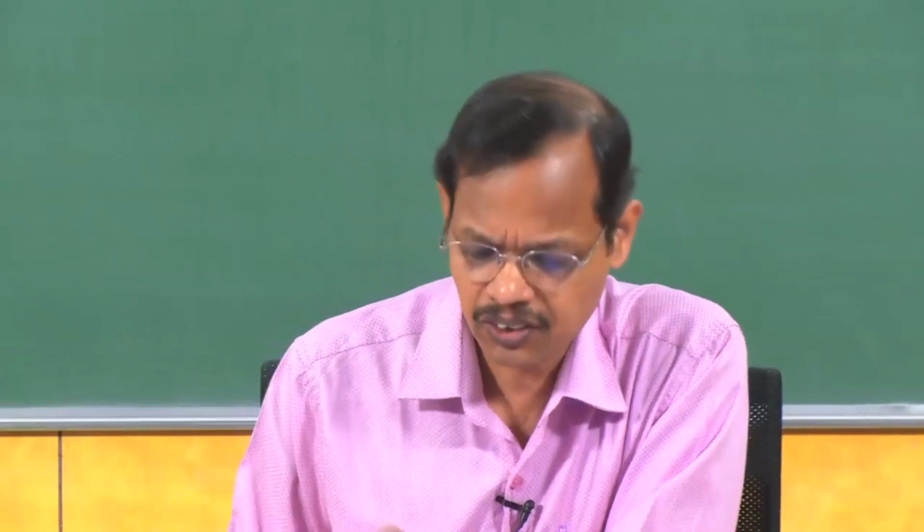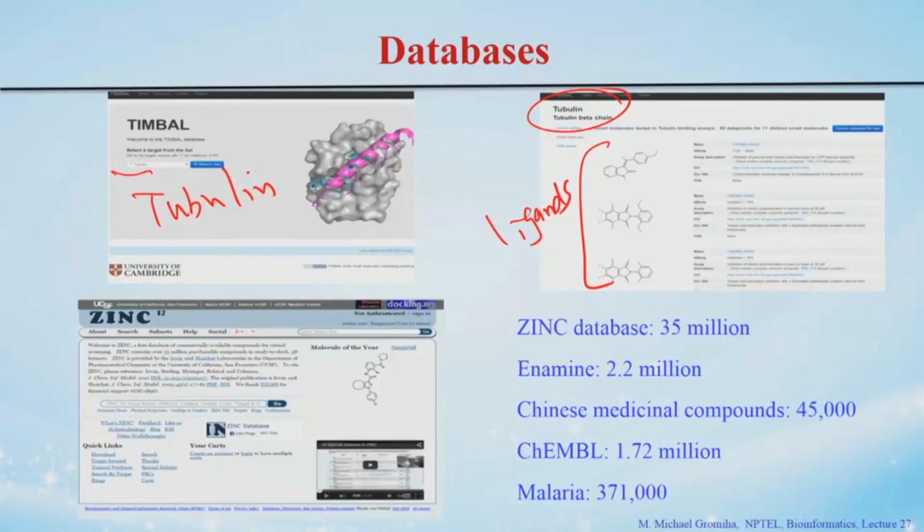Some of the examples, you can see ZINC database, it is about 35 million compounds, now it is growing, right. ChEMBL 2.2 million compounds, and there is a database for the Chinese medicinal compounds about 45,000 structures, and ChEMBL is 1.7 million, and specifically on the malaria they have data for 371,000 ligands, right.